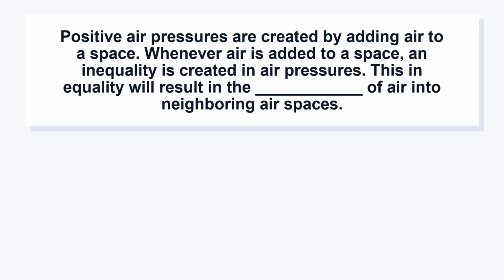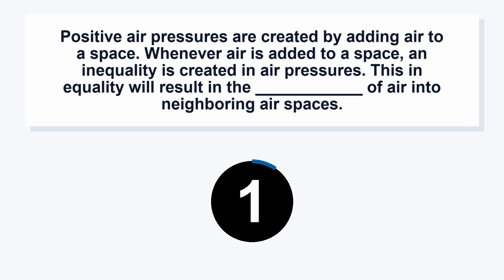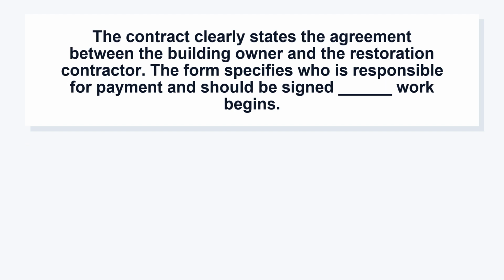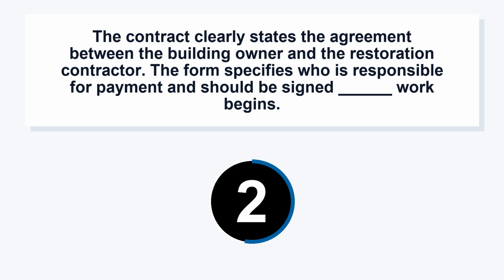Positive air pressures are created by adding air to a space. Whenever air is added to a space, an inequality is created in air pressures. This inequality will result in the exfiltration of air into neighboring air spaces. Exfiltration. The contract clearly states the agreement between the building owner and the restoration contractor. The form specifies who is responsible for payment and should be signed before work begins. Before.